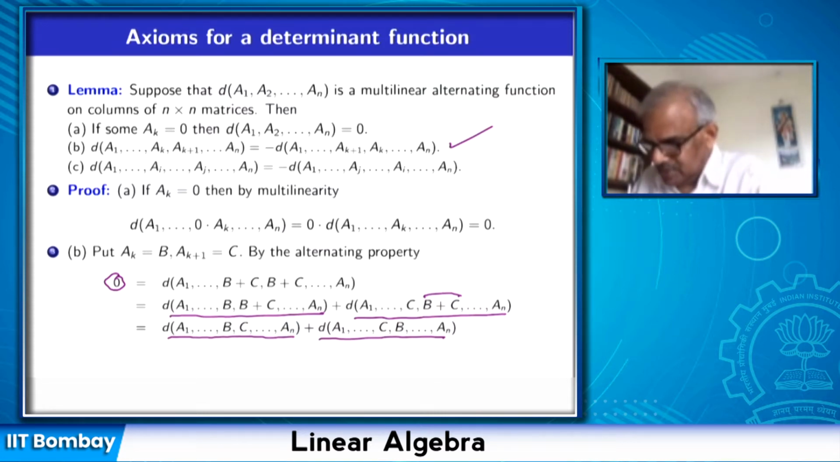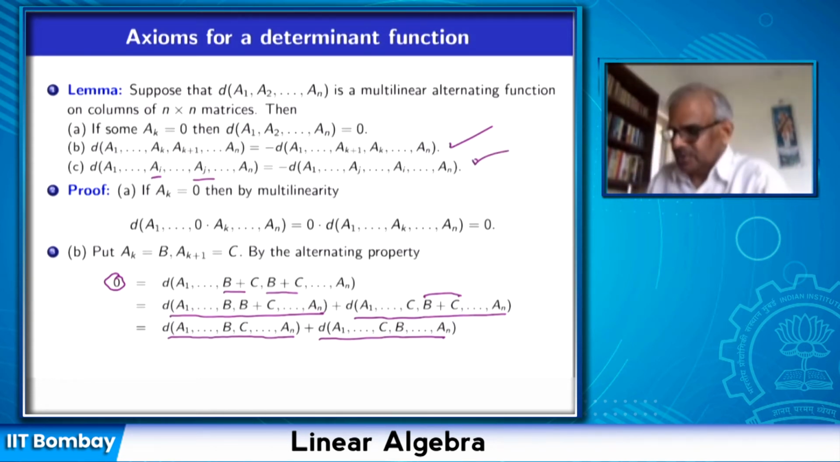Now this trick can be used if the column vectors are not adjacent. Here I considered a matrix where the kth column is B plus C and the (k plus first) column is B plus C. I do the same thing to prove this fact. You look at a matrix where the ith column is AI plus AJ and the jth column is also AI plus AJ, and then apply multilinearity, and the same trick will give you this.